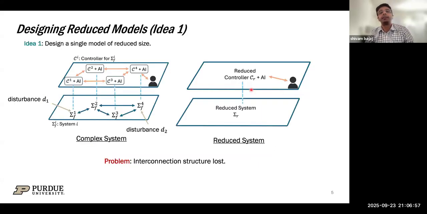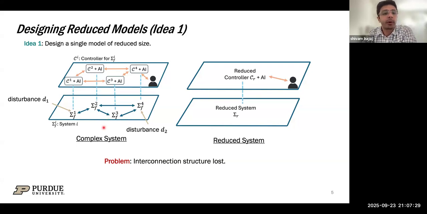So one idea to address this challenge is that I club all of these subsystems together and reduce them into a single system. Then I might have to design a new controller, because I can't use the same controller as the system is different. And I might also have to design a new AI agent, which is a reflection of all these AI agents combined together. So you can imagine that this becomes complicated, but one of the problems in doing so is that even at the lower level, the interconnection structure is lost.